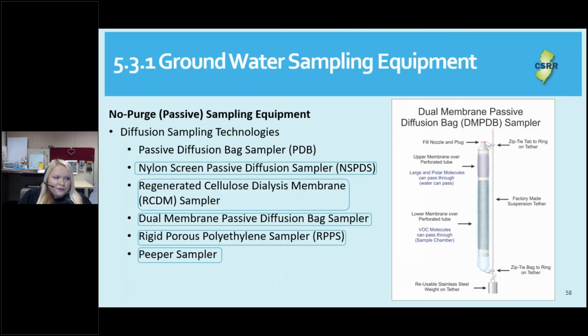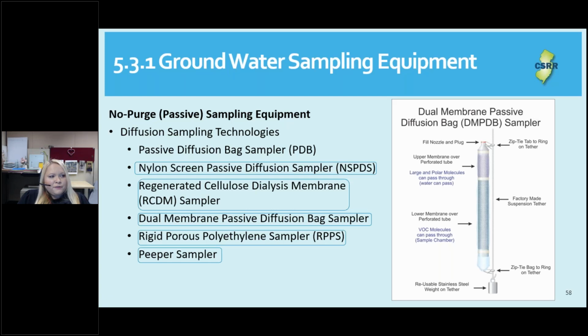So the next type of no purge sampling equipment are the diffusion sampling technologies. As I mentioned before, the passive diffusion bag sampler, or PDB, was described in great detail in the previous version of the manual. So the circle technologies are the ones that were added. A number of these are not as commonly used or possibly not as widely commercially available. So I'm going to focus on only a few of them and then show some illustrations of the other ones.